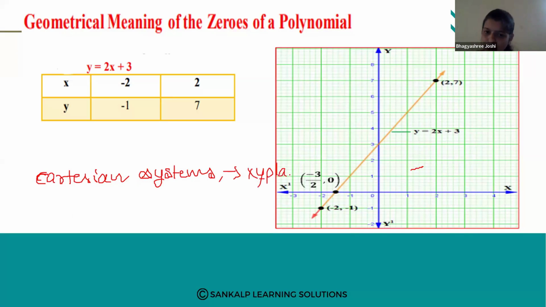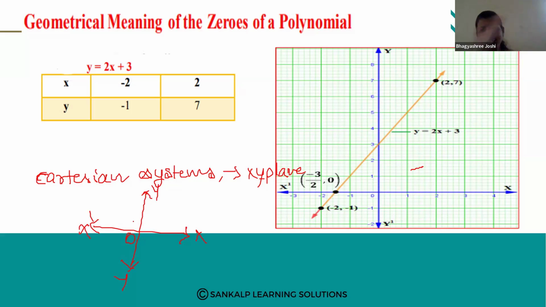Okay, xy plane means what? Here we can observe two axes. One is the x-axis and another one is the y-axis. This is the x-axis, this is the y-axis, and where the x and y-axes intersect, that point we call the origin, and the origin is denoted by O.